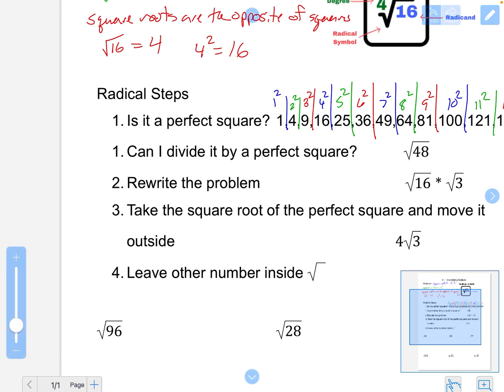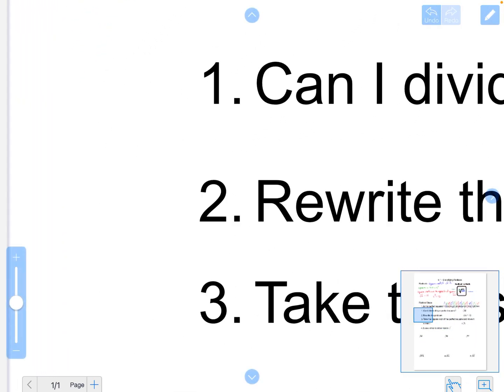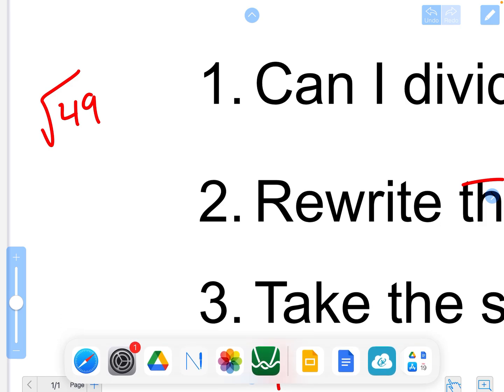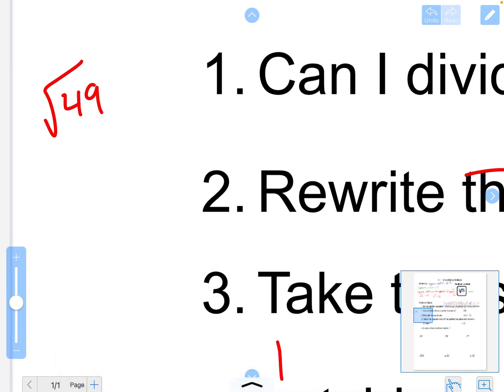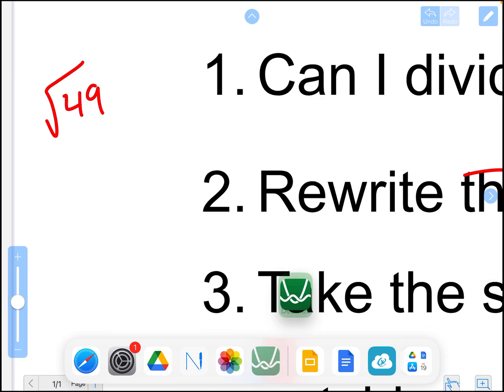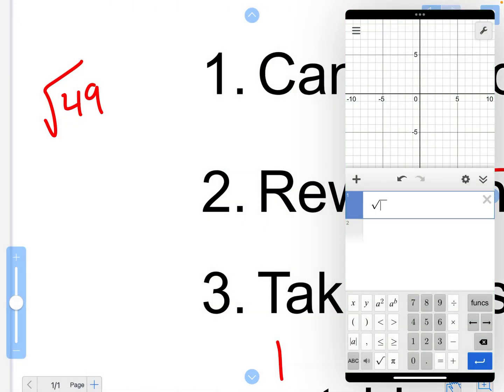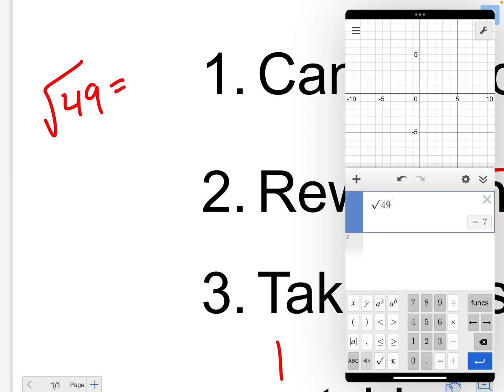So let's real quickly look at 2 quick concepts. If I have the square root of 49 and we plug that into our calculator, 49 is a perfect square, so that equals 7.